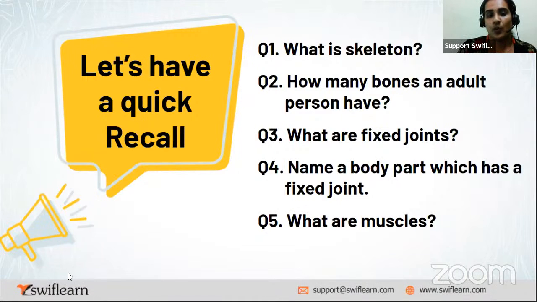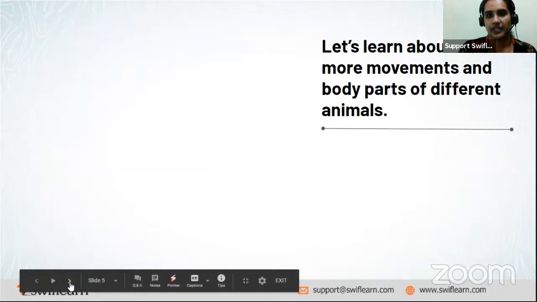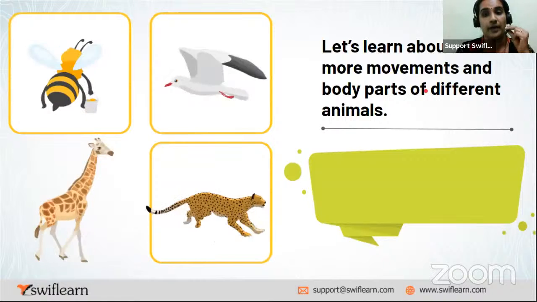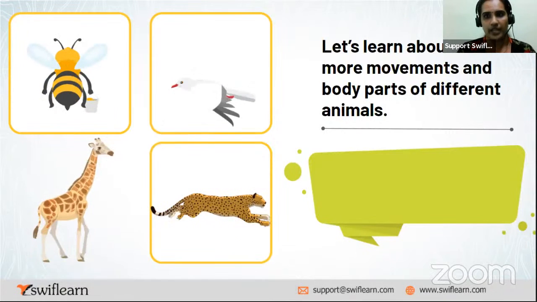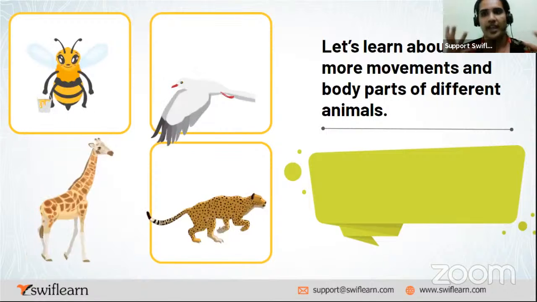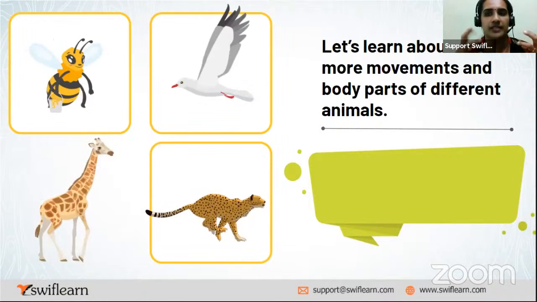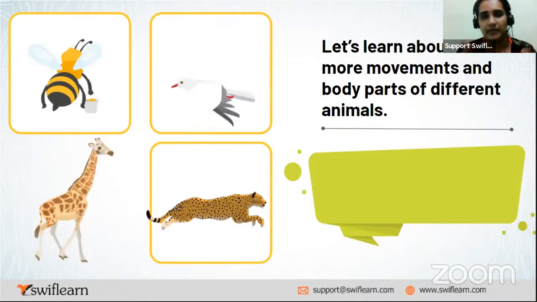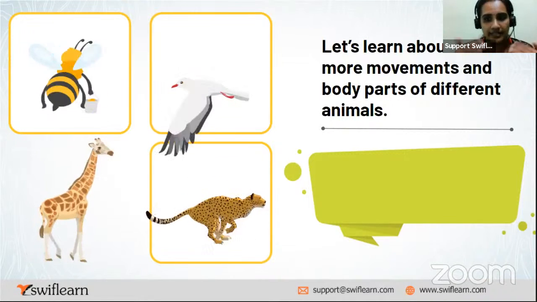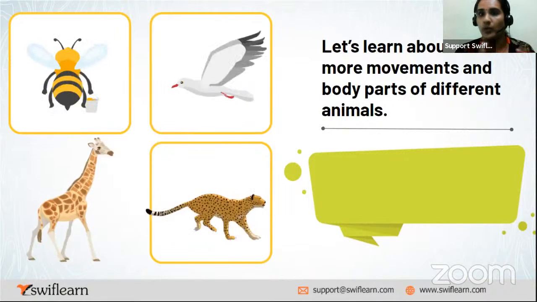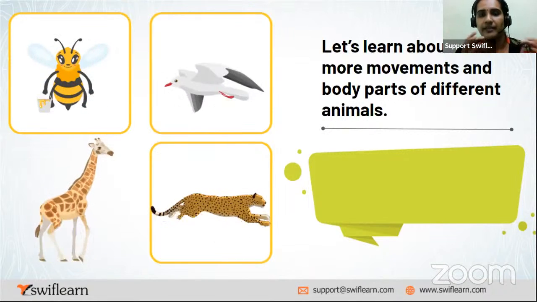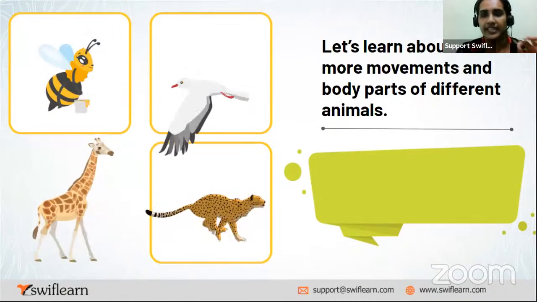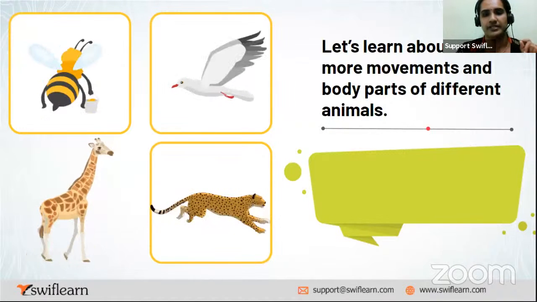Next, let us learn about some more movements and body parts of different animals. You know that there are so many animals here, and all those animals have different movements. Does a honeybee move the same as a bird, a cheetah or a giraffe? No, it varies. You can see in the figure itself, every movement is different.